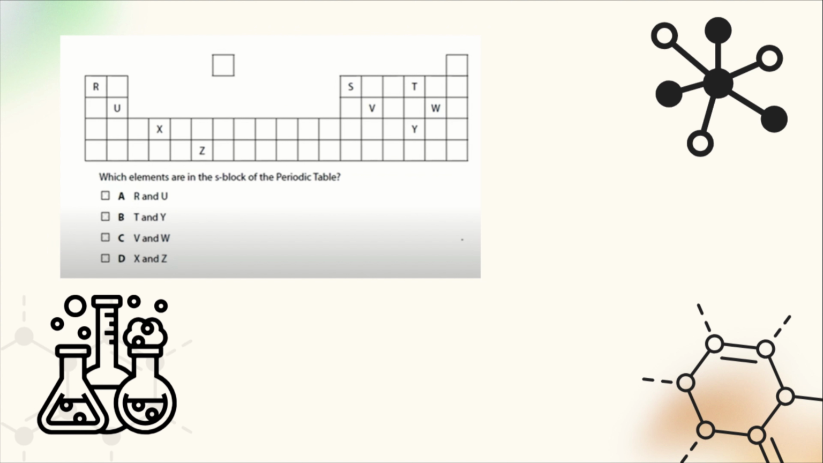Which elements are in the S block of the periodic table? If you remember, the S block was group 1 and group 2. So the answer is A, R and U.